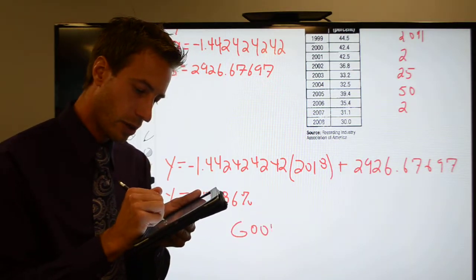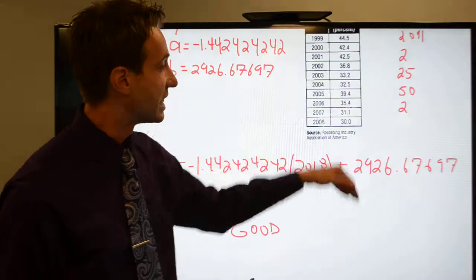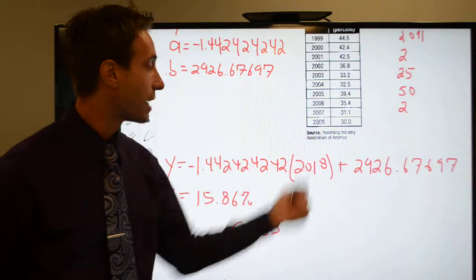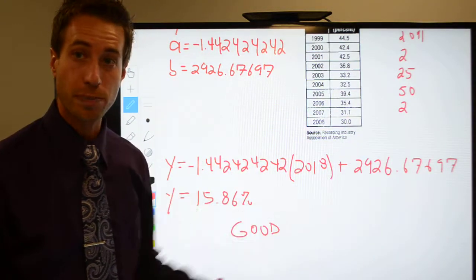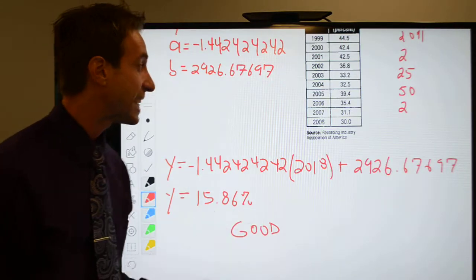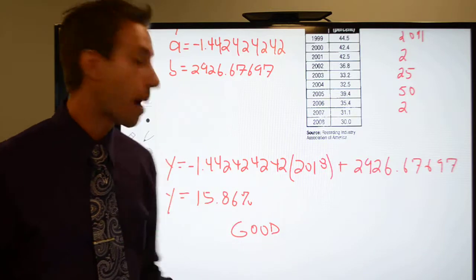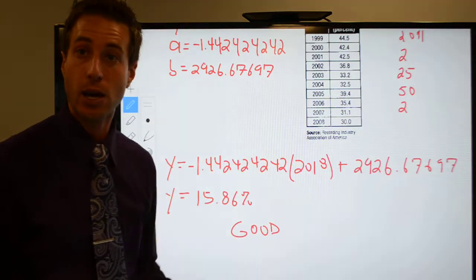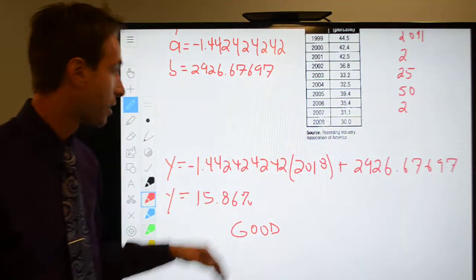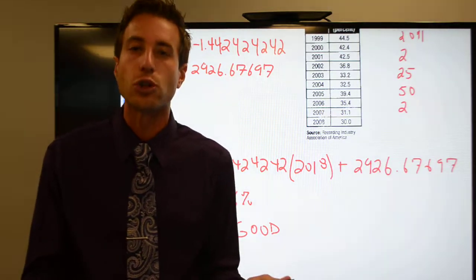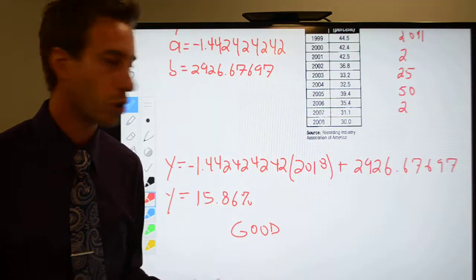Yes, I do. Obviously, my trend is downward, and in 2008, we're at 30%. We're going to 2018, which is 10 years later. Do I expect a drop of 15%? Of course I do. From 30 down to 15, it makes sense. It looks good to me, so we'll call it good.